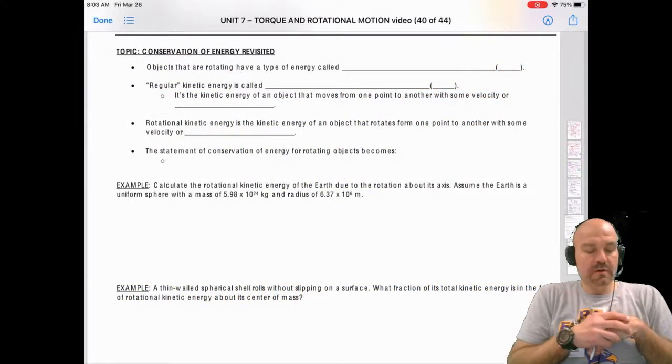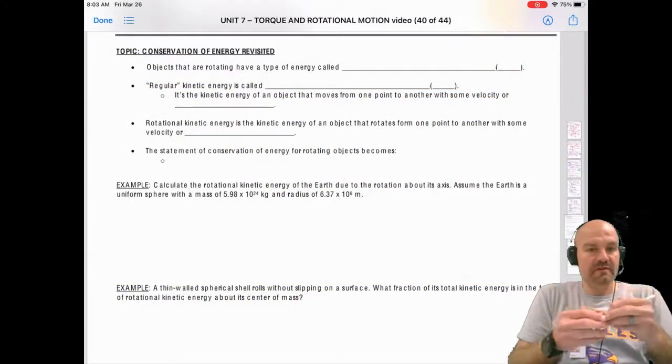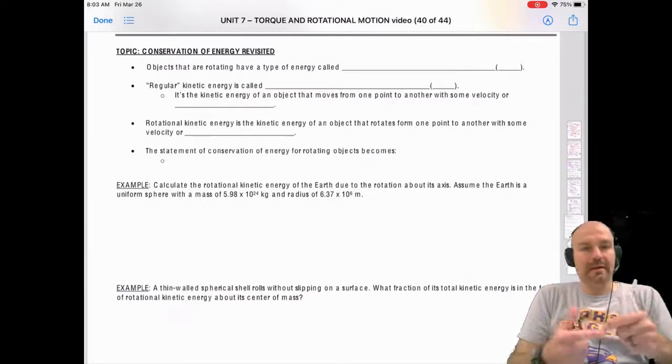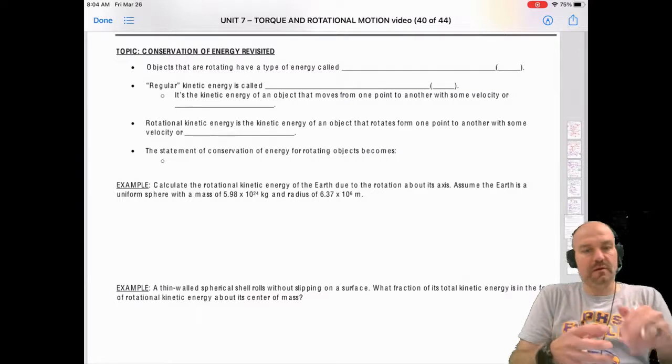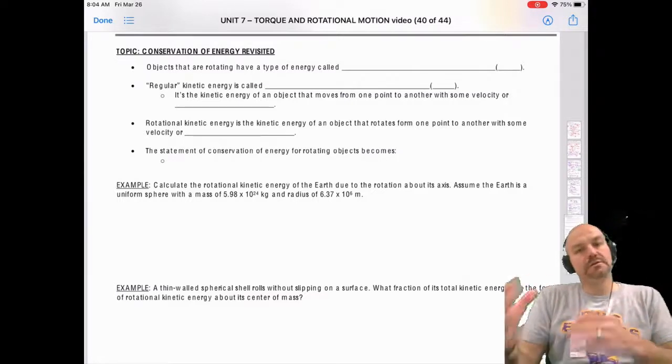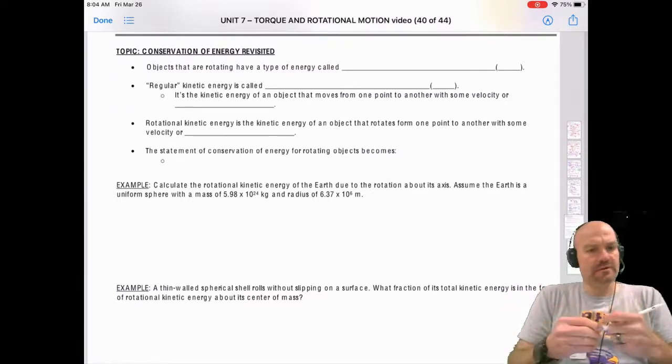Okay, so in this video, we're going to revisit conservation of energy. And what we're going to do is add in, again, that rotational aspect. A lot of these videos in this unit will talk about the linear relationship to the rotational side. And that's what we're going to do here.